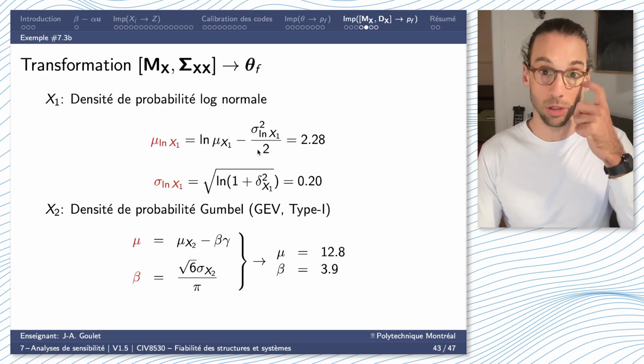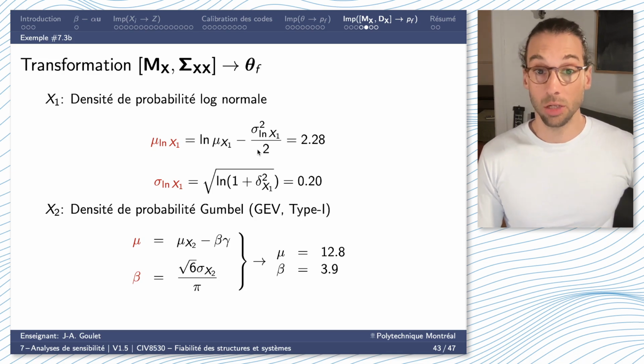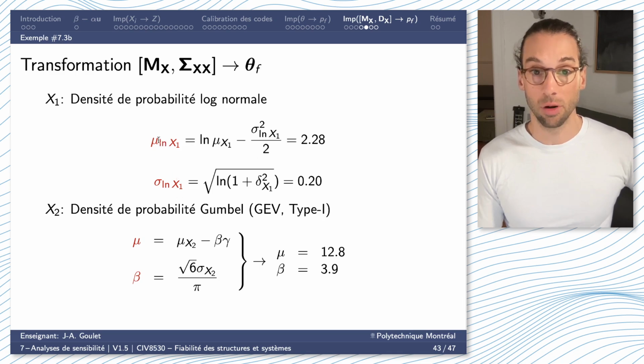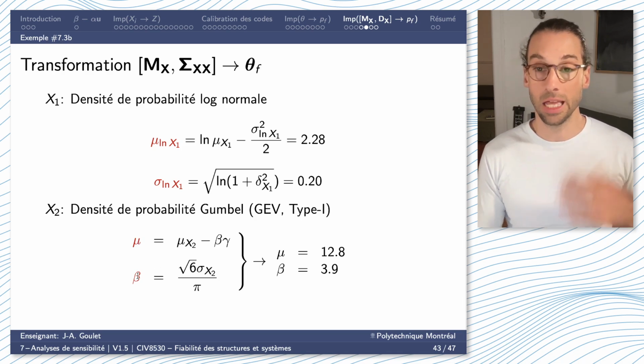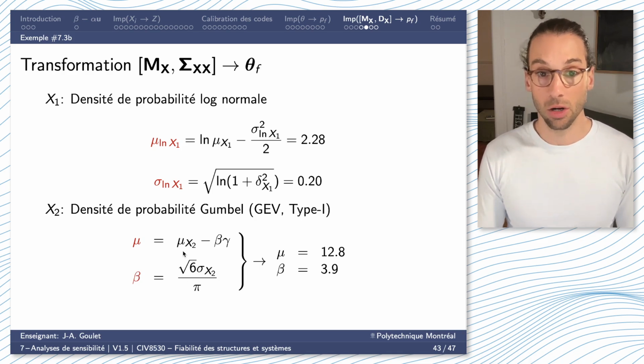So we have here the transformation function we saw in module 3 for our lognormal random variable, this is x1, and for our Gumbel random variable, this is x2. So we have here the transformation function from the lambda and zeta to my original mean and coefficient of variation. And we have the mu and beta, the native parameters of my Gumbel, that are a function of the mean of x2 and the standard deviation of x2.